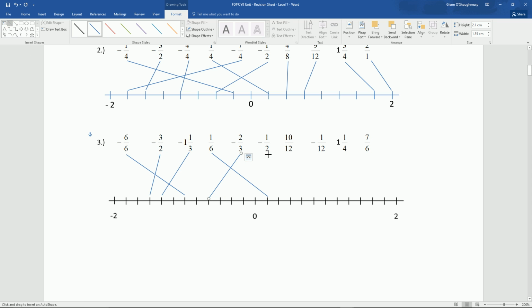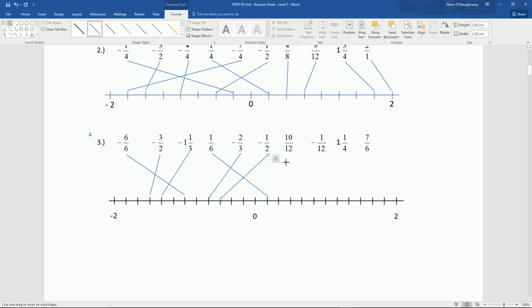-1/2. If that's -1, -1/2 is there. Hang on, I reckon I've gotten that wrong. No, I haven't. I just misplaced where the 0 was. There. So 0, -1/6, -2/6, -3/6, which is the same as -1/2.